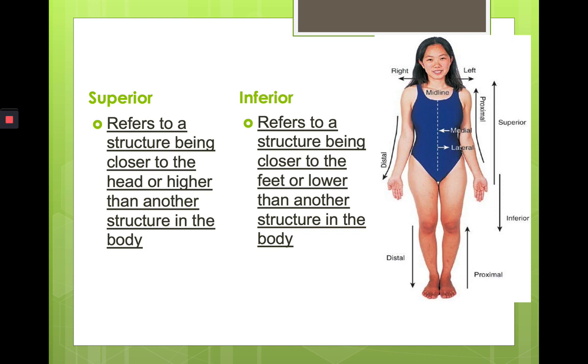Another term that we use in reference to direction is called inferior. That's the reverse of superior. It refers to the structure being closer to the feet or lower in the body compared to another structure. So we would say the knee is inferior to the shoulder. The knee is closer to the bottom, the feet, or lower. That's what inferior means.